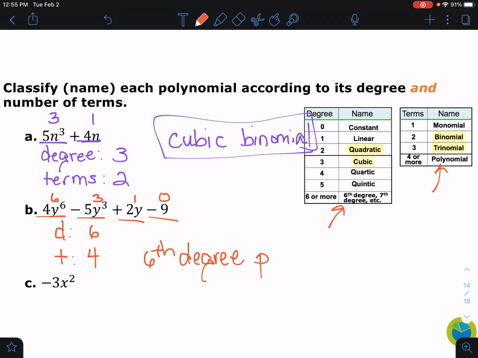Now these are all polynomials, monomial, binomial, trinomial. Those are just more specific names. But this one, once you go past that, we just say polynomial. So this would be a 6th degree polynomial is the name. That's how we classify it.